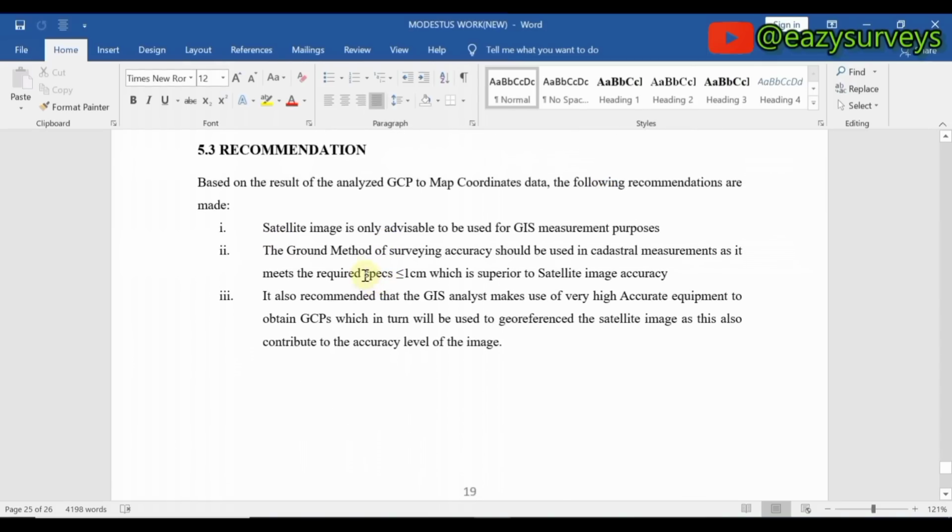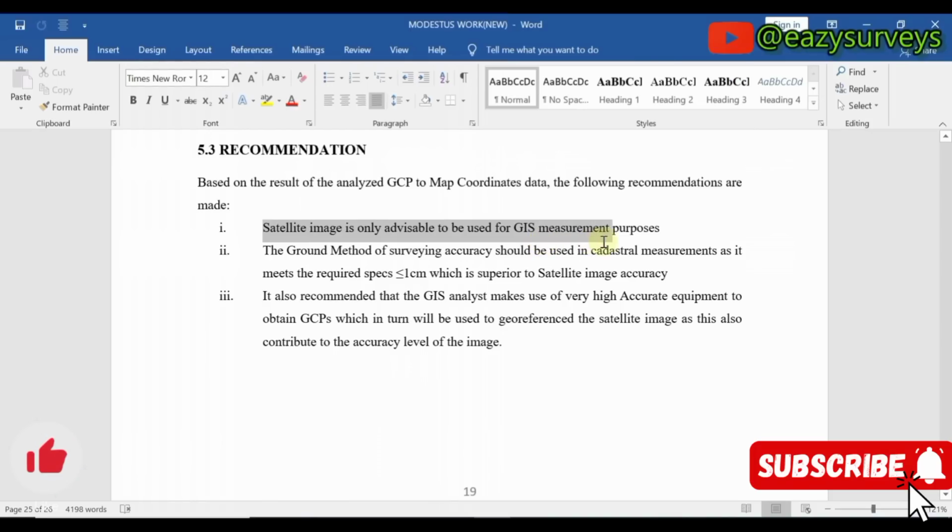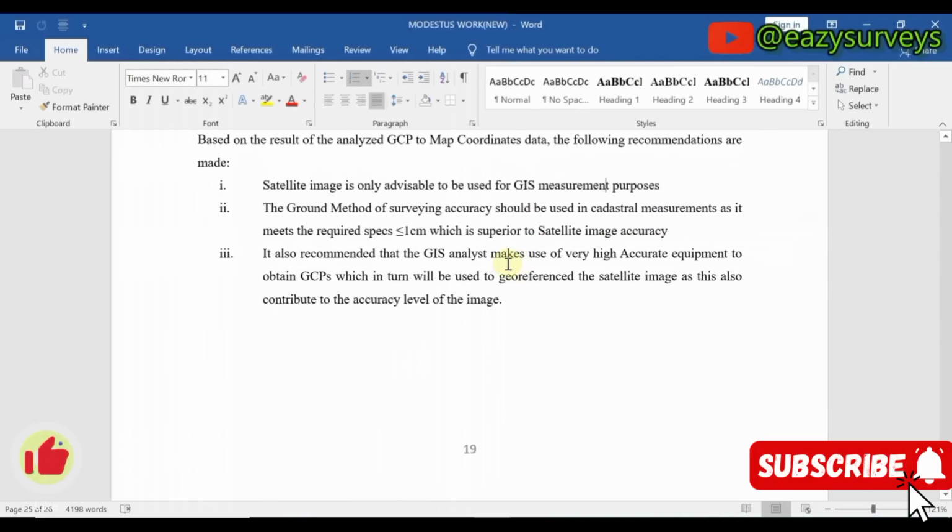So you can now recommend the following: that satellite imagery is only advisable to be used for GIS measurement purposes, and it is not good for cadastral measurement. Only the ground method of surveying meets the accuracy standard for cadastral measurement and engineering surveys. So that is the essence of the project.